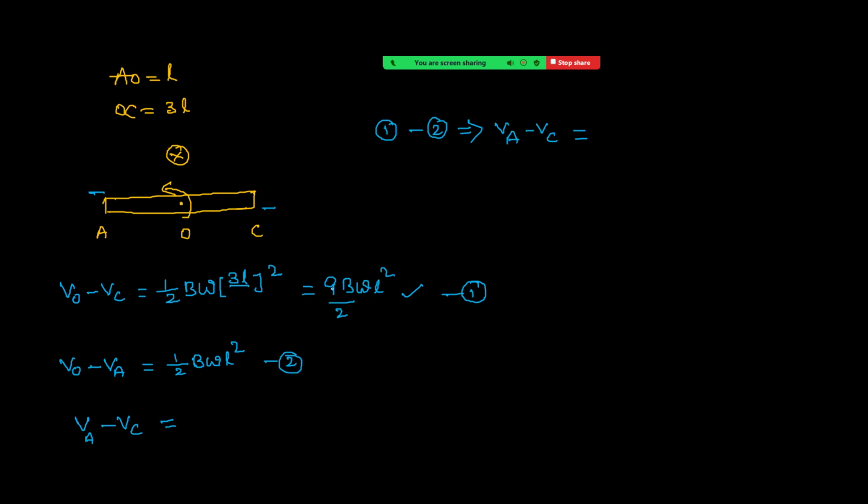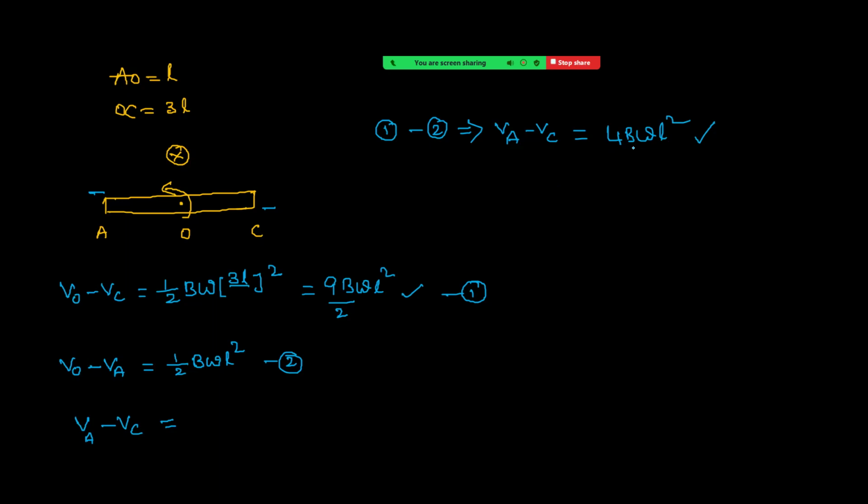1 minus 2 means 4.5 minus half. It is a 4. So 4 B omega L square. Right? So VA minus VC, that means option C is correct. Option B is correct. Option C is also correct. Next, VC minus VA. Already we got VA minus VC, then VC minus VA means minus 4B omega L square.